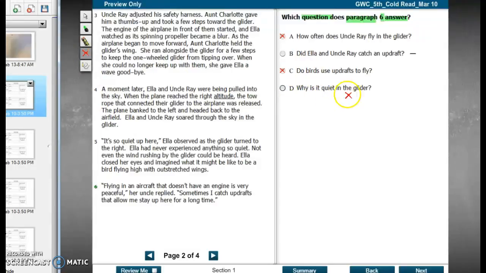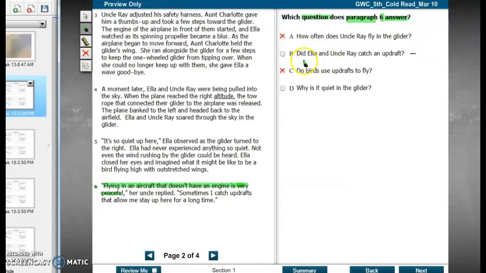D, why is it quiet in the glider? Well, I see up here, flying in an aircraft that doesn't have an engine is very peaceful. So I'm thinking that's our answer, because why is it quiet in a glider? It is quiet because it's an aircraft that does not have an engine. Engines make noise. I would highlight that sentence. Okay, you could even just highlight that doesn't have an engine, because that's why it's quiet. It does not have an engine.